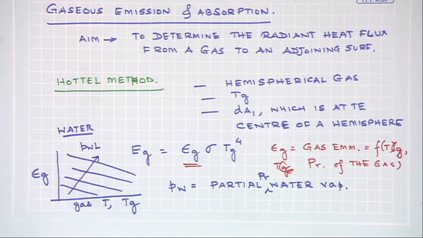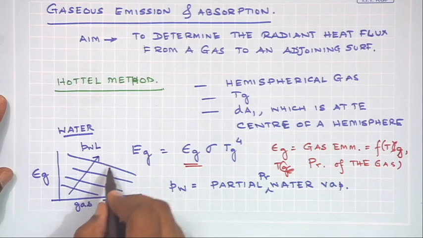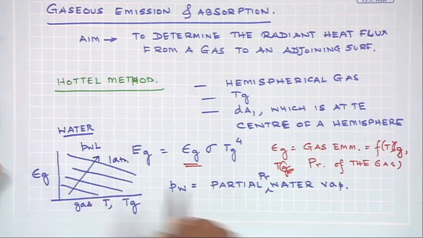So, whatever expression he has provided, whatever values he has calculated for epsilon g, it is definitely a function of T g, which is the temperature of the gas, but it is also a function of the amount of water present in it at a given point of time. So, the figure that you see over here is for 1 atmosphere. Similarly, the value of epsilon at other pressures can also be calculated.